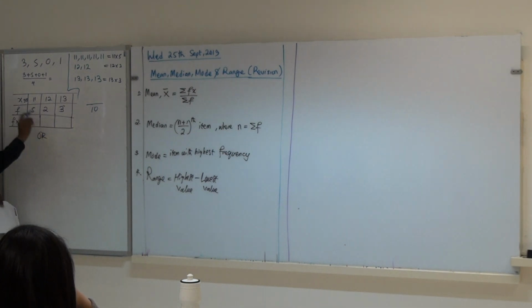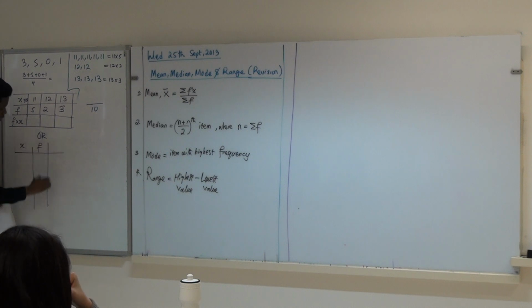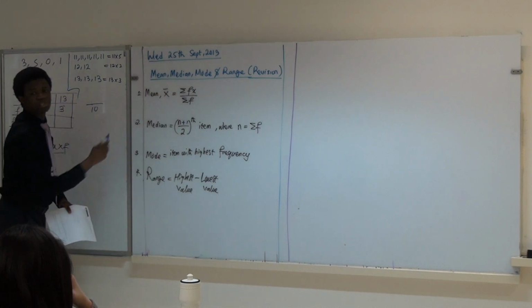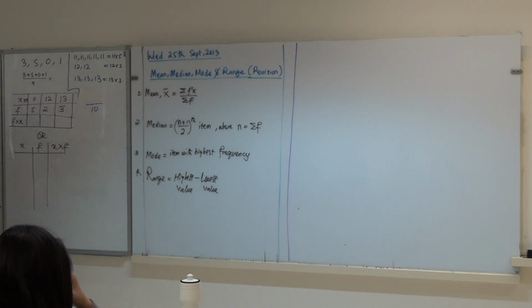Or if you don't want to do it in a horizontal format, that's why there is space in the worksheet. X, frequency, the next column will be X times F. That's what we mean by Fx. But what's the weekly line? Summation. Okay, so 11, 12, 13. The 11-year-olds, they are 5. Fx will be 55. This is the summation for this group.